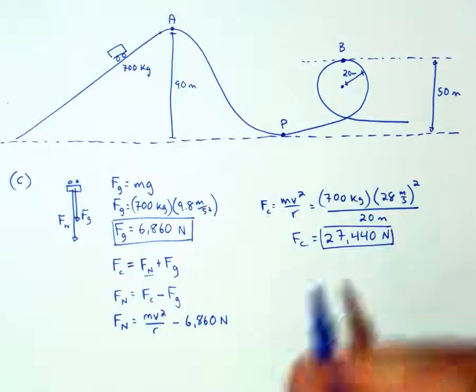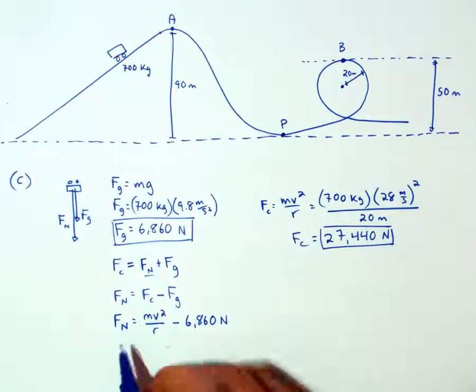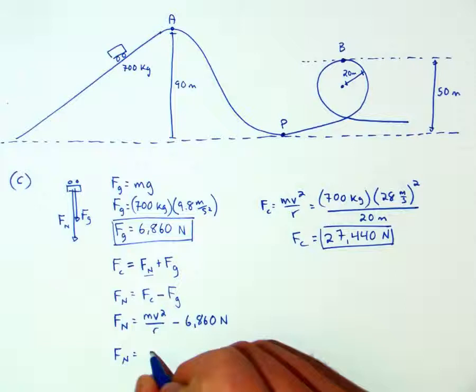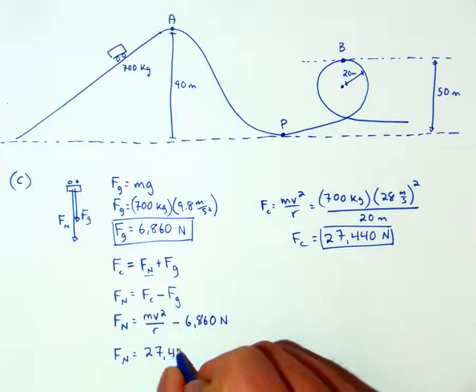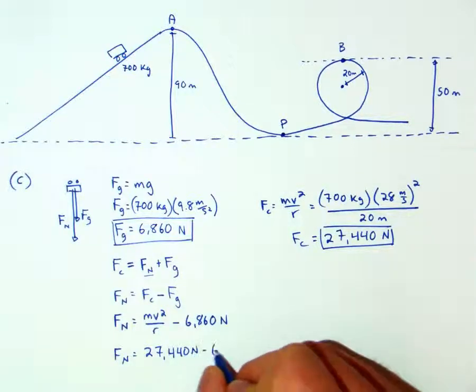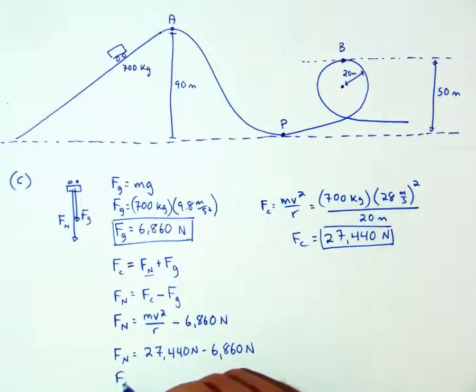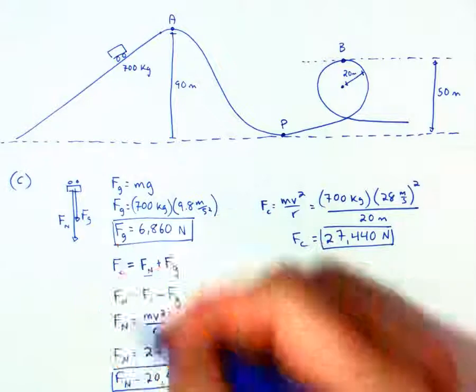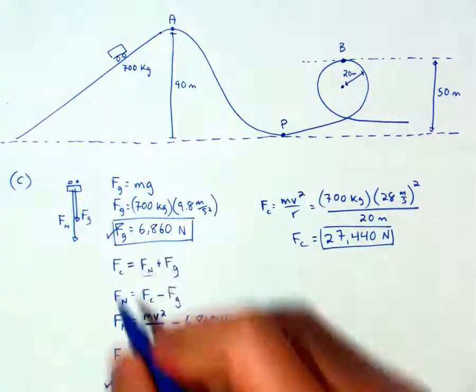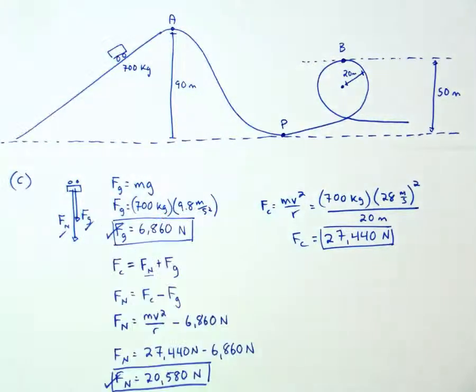So, back to my original equation, my normal force is going to be this centripetal force minus 6,860 newtons, which gives me a normal force of 20,580 newtons. And there we've solved for the gravitational force and the normal force, so I've solved for the forces that have been asked for.